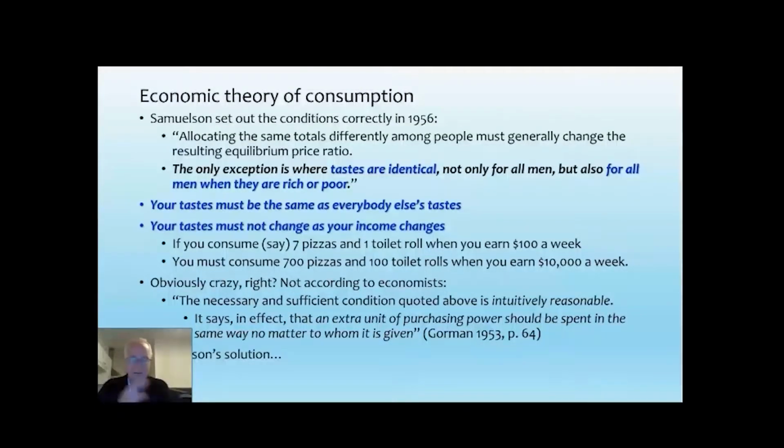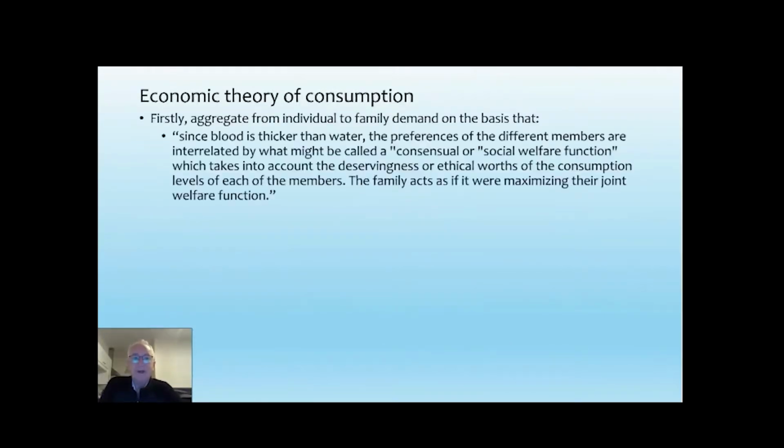Now here's Samuelson's. Remember, Samuelson was one who said, "It certainly does," talking about the market demand curve sloping downwards. He said, first of all, you aggregated from individual to family demand on the basis that since blood is thicker than water, the preferences of different members of a family are related by what we might call a social welfare function. So the family acts as if it was maximising its joint welfare function. So there are no unhappy families in America. That's really good to know.